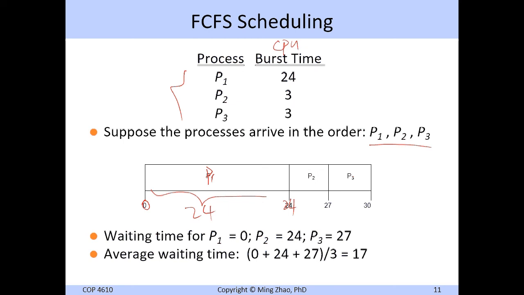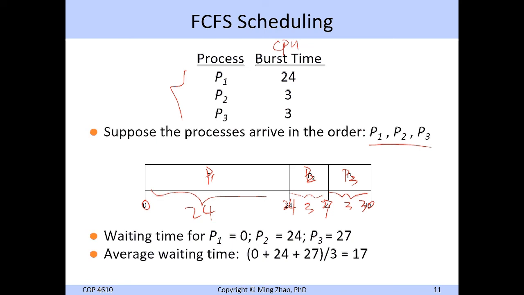As simple as that. Next we schedule P2. P2 has a CPU burst of 3, so it will finish by 27. And next we schedule P3. P3 has a CPU burst of 3 units of time, so it finishes at 30.